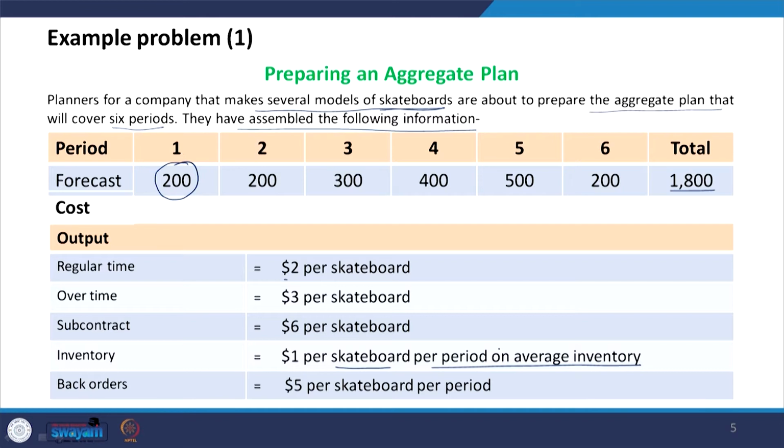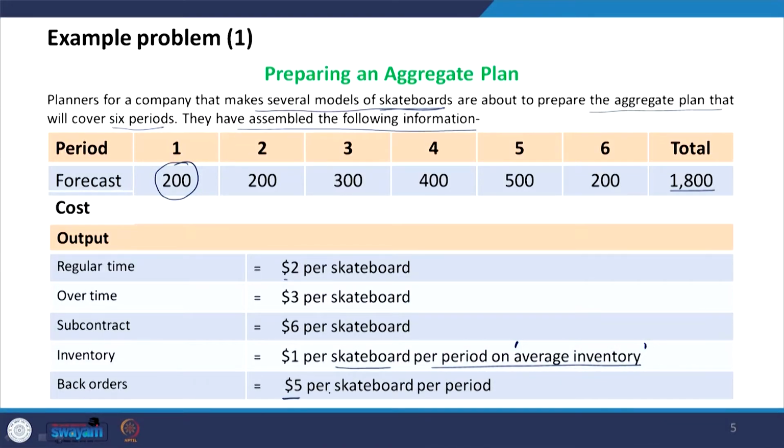Now, it is clearly mentioned that this cost is on average inventory, which we were discussing continuously, that the inventory cost may be either on average inventory or end of the period inventory. So, here it is average inventory, and then the back order penalty is $5 per skateboard per period. For example, if you are not able to fulfill the demand of first period up to third period, then you have to pay $10 for that unfulfilled demand. If you are fulfilling the demand of first period in the second period, then you have to pay only $5 per skateboard. So, those are the different types of cost parameters available to you.